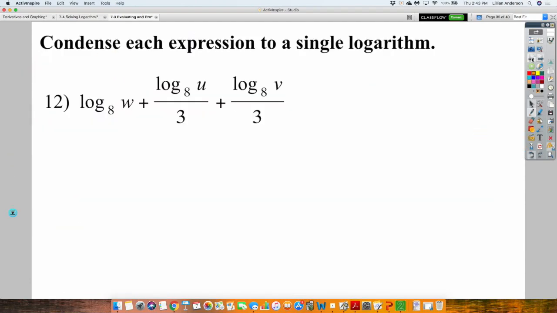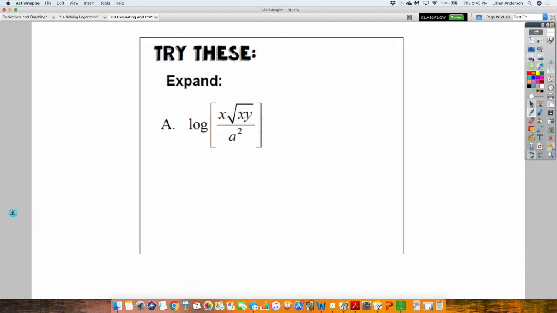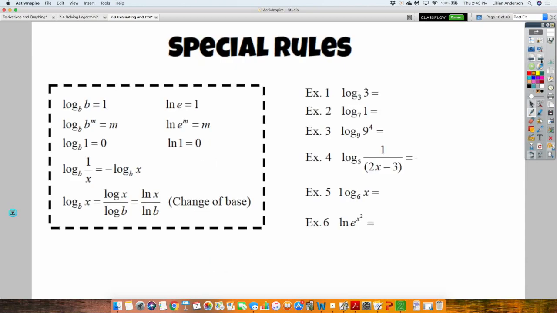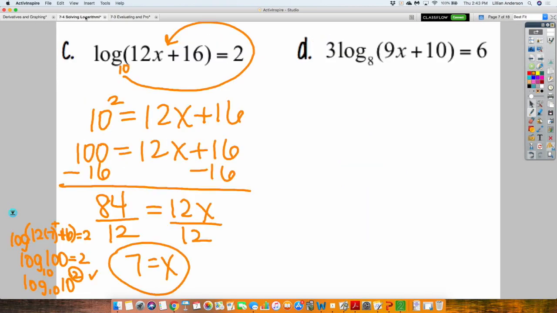If I go back to the properties from the other day, those special ones, where are they? There it is. Right here. That was this property right there: log base b of b to the m, you're just left with m. And there you go. Questions? So far, so good.